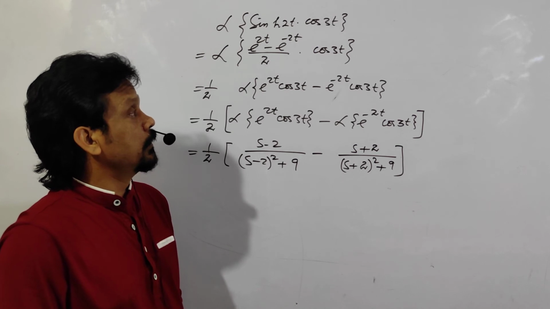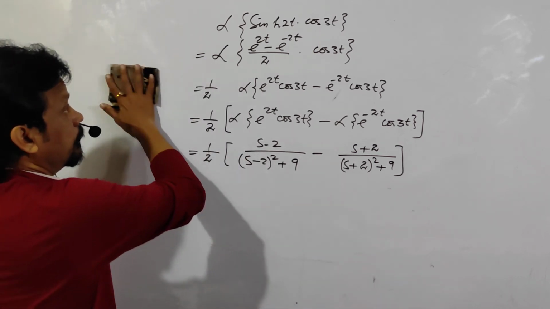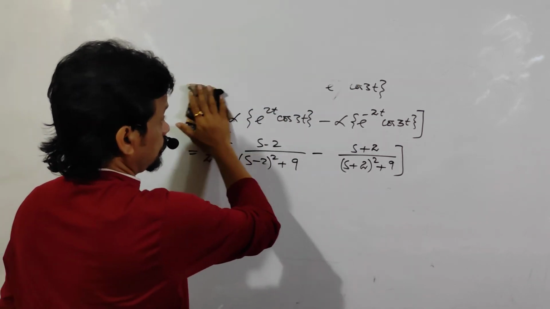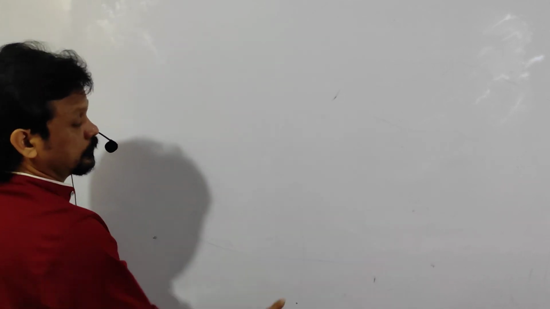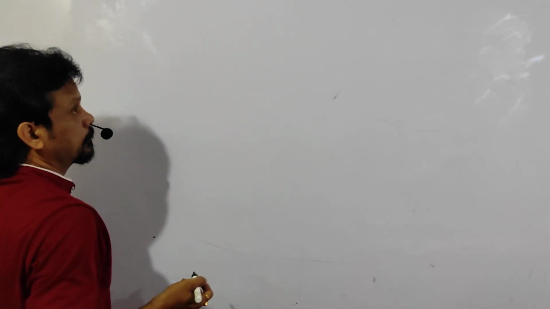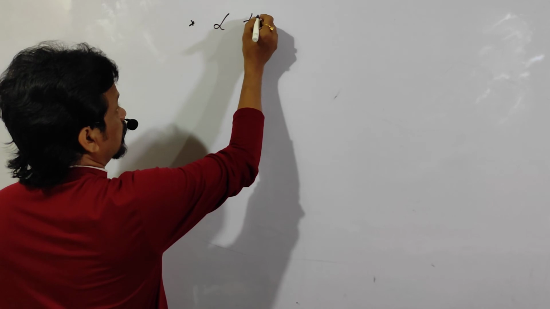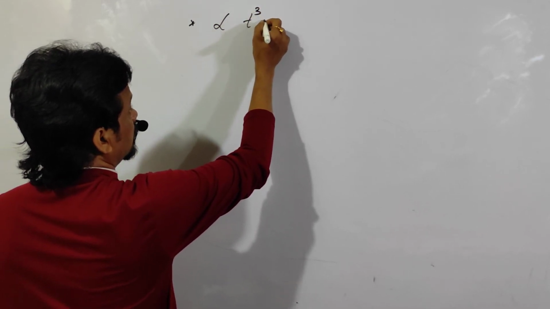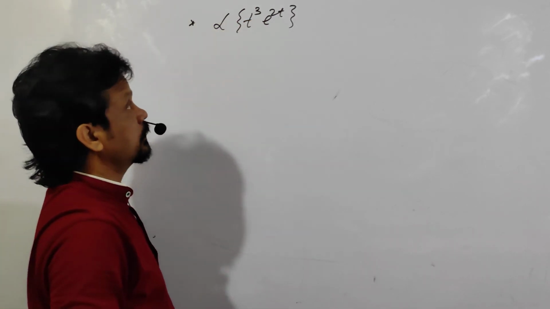Clear? And in my next class I will tell you. See here another question, one application of first shifting theorem. Laplace of t to the 3 into e to the 2t. If the problem is like this, you have to find out this one.